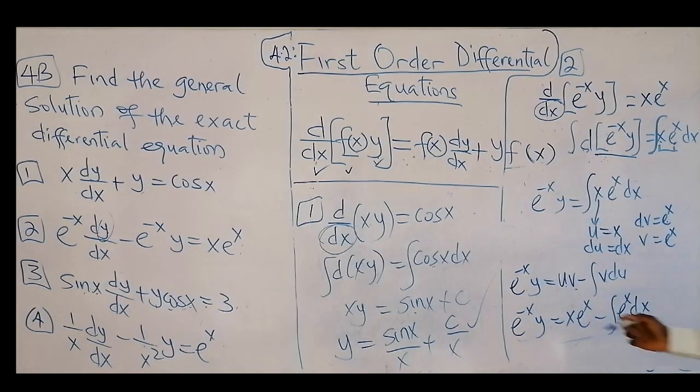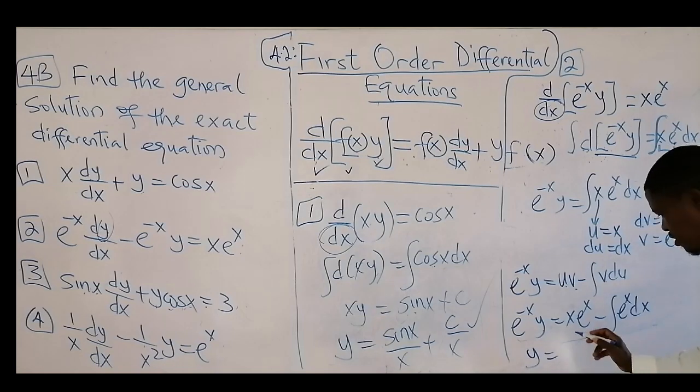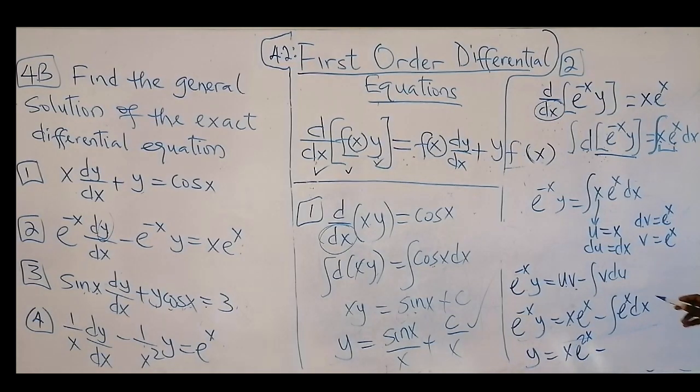The next thing to do now is to make y the subject, and that will be equal to this times exponential to 2x, then minus, if you integrate this one, the integral of exponential will give you that function, but that will be what?